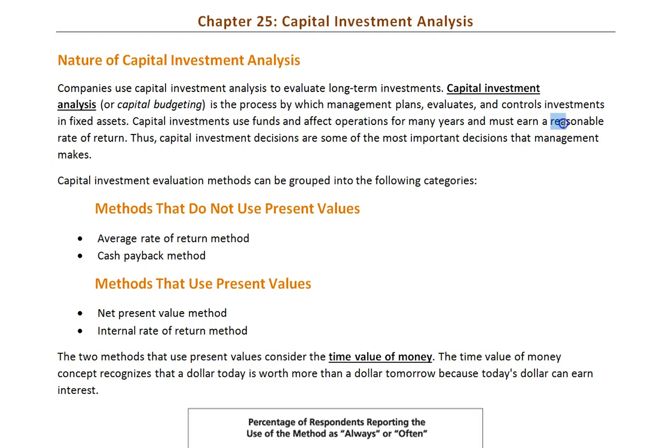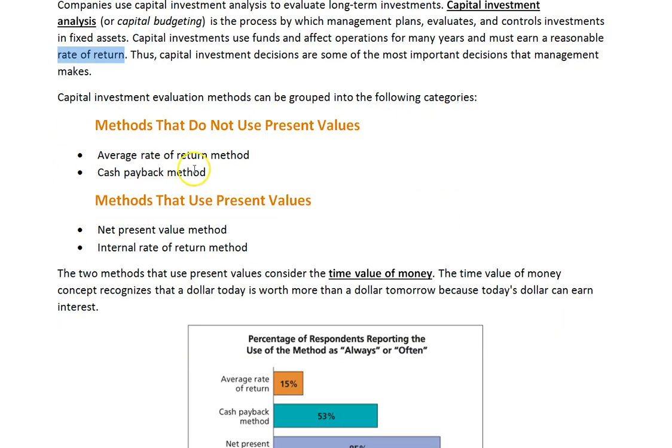It's very important that the projects earn a reasonable rate of return. And since there are such large funds involved with these capital investments, they're some of the more important decisions that management makes. We invest a lot of money and we expect a big rate of return, or we don't do so well. Alright, so we're going to look at 4 methods in this chapter.